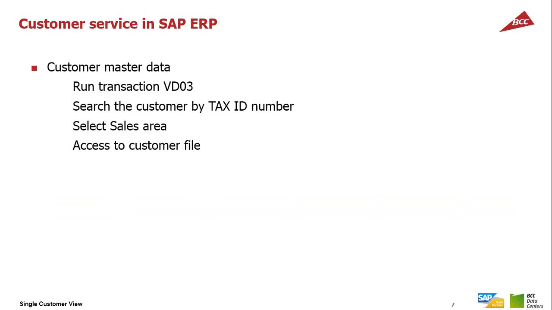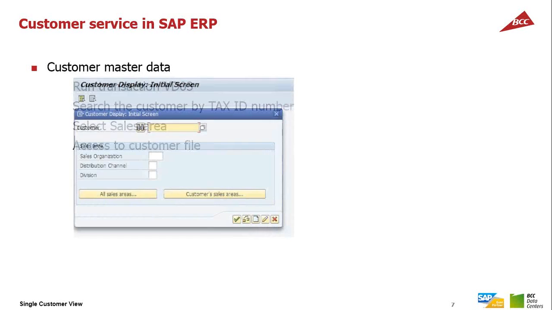In customer service, all eyes are on customer. So no wonder that the customer master data, the transaction to access this data, is one of the most often used. In order to access customer data, we start the transaction. We provide search criteria. In my example, that will be VAT ID number. Then we confirm the sales area that we are interested in, and we get the access to the customer file.